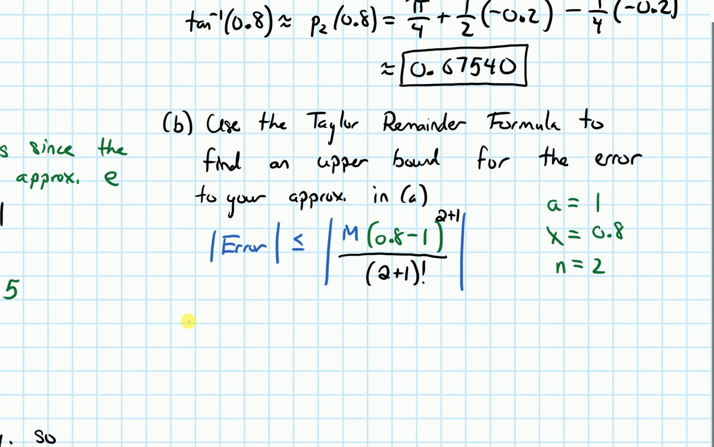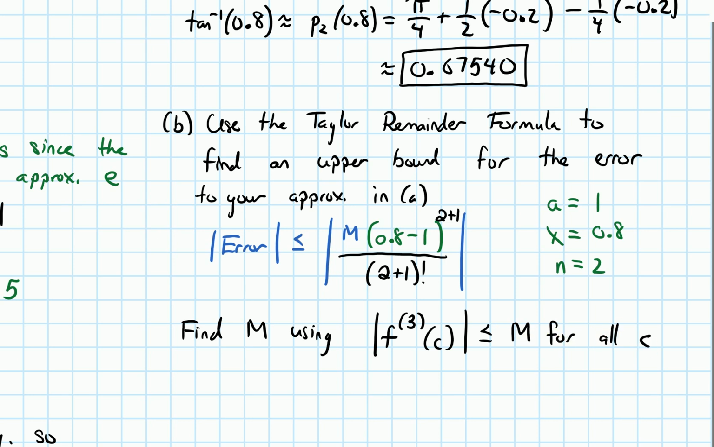Okay, so we need to find M using the fact that the absolute value of the n plus first derivative, which here is going to be the third derivative, evaluated at c, needs to be less than or equal to M for all values of c that are between a and x. And a in this problem is 1, and x in this problem is 0.8, inclusive.